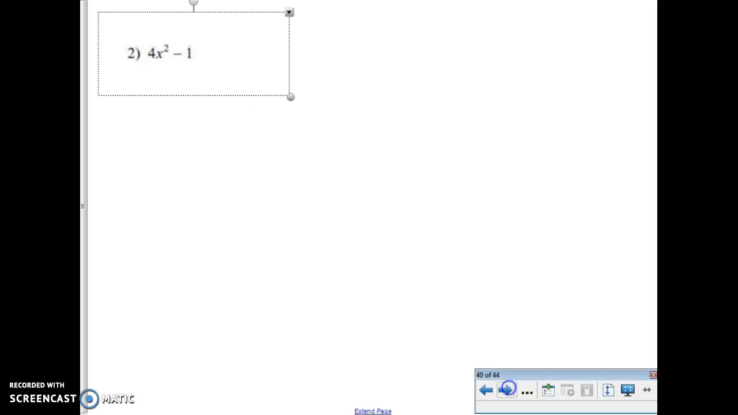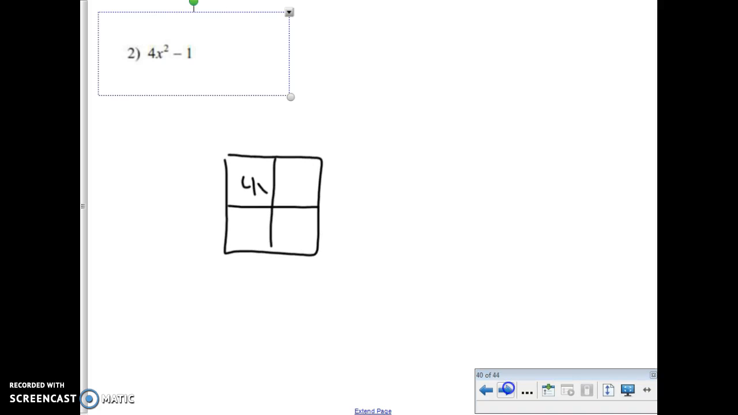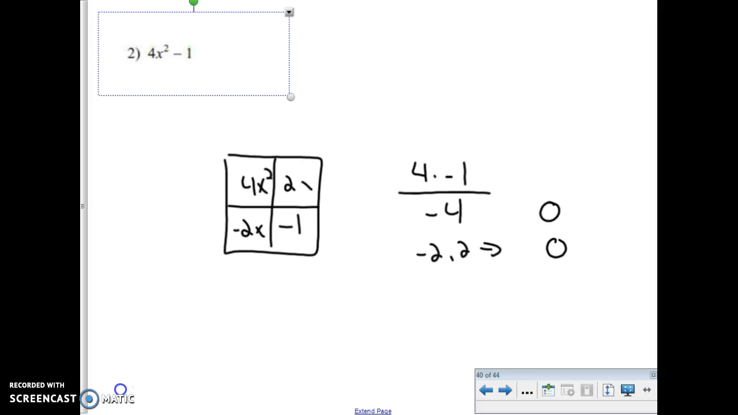Okay? If I look at this quantity right here, depending on how you do it, I have 4x squared minus 1. I can think about what gets me 4x squared, and I have a minus 1, so I can think about this as 4 times negative 1. If you do the product-sum, I get a product of negative 4, and in this case, I'm trying to get a sum of 0. What gets me negative 4 but a sum of 0 is negative 2 and positive 2. So I could put a negative 2x and a positive 2x there. If I add those two, I get 0.